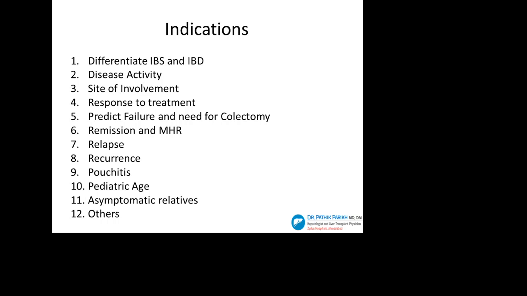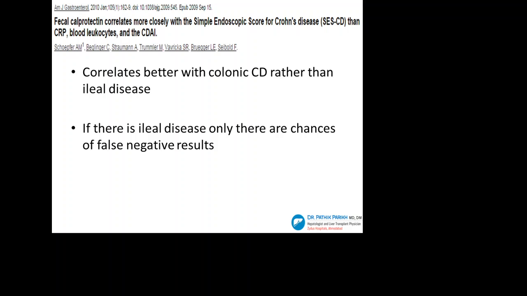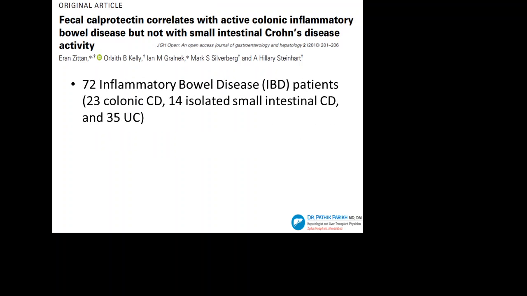Now once we know that it can be used to assess disease activity, can it be used to understand the site of involvement? It correlates better with colonic Crohn's disease rather than ileal disease, and it correlates better with ulcerative colitis than Crohn's disease. So if there is isolated ileal disease, there is a high likelihood that it may have false negative results. Looking at this literature, 72 inflammatory bowel disease patients were included, where 23 had colonic Crohn's disease and 14 had isolated small bowel disease.